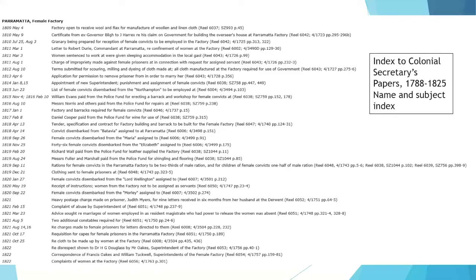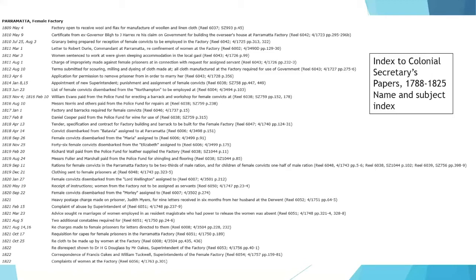So in 1811, women sentenced to work were given sleeping accommodation in the local jail. Lovely. List of female convicts in 1815 disembarked from the Northampton to be employed at the factory. 1817, a factory and barracks required for the female factory. 1819, rations for the convicts to be 2/3 of the male rations, and children of female convicts get half of the male rations.